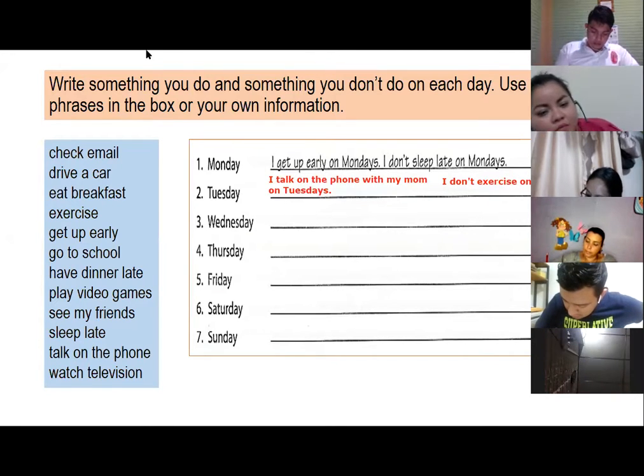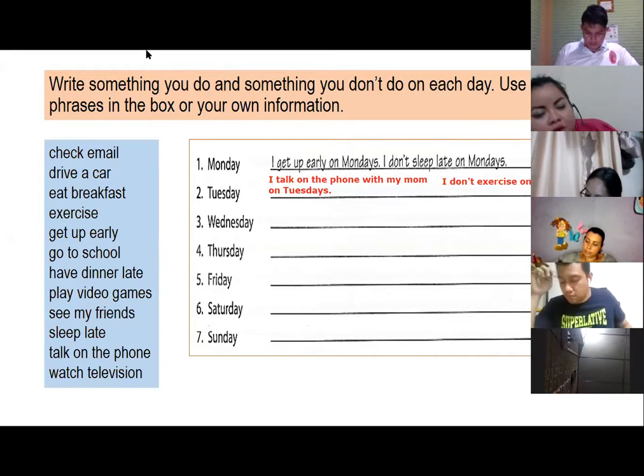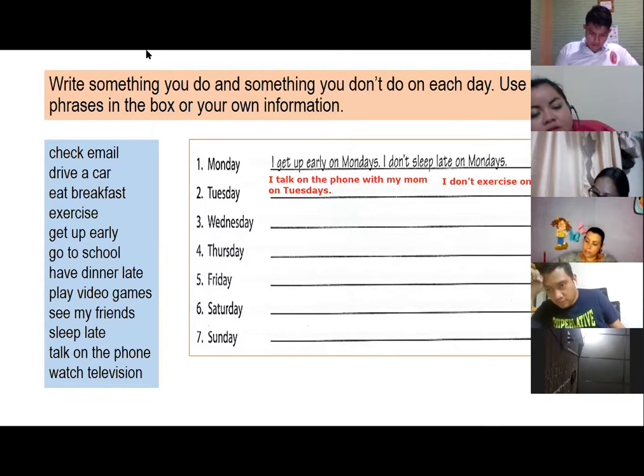Wednesday, I go to play soccer. I don't see movies at night. Okay. I go to play soccer. And I don't see movies at night. Play soccer. Very good. I go to play. Very good, Karina. Excellent job. You use other phrases, right? Okay. Very good. That's great. Julio Carlos, what do you have?